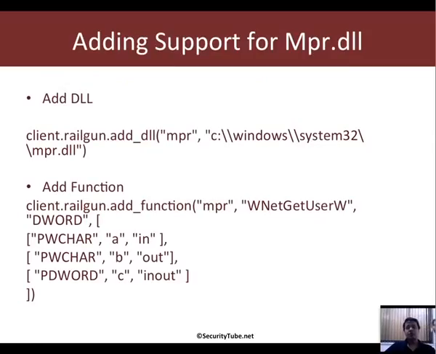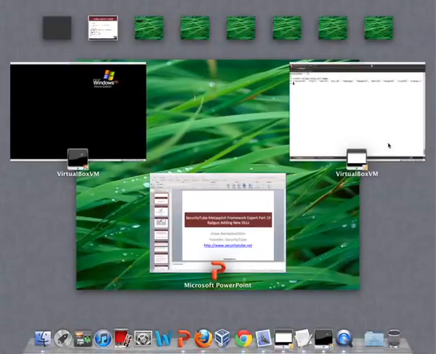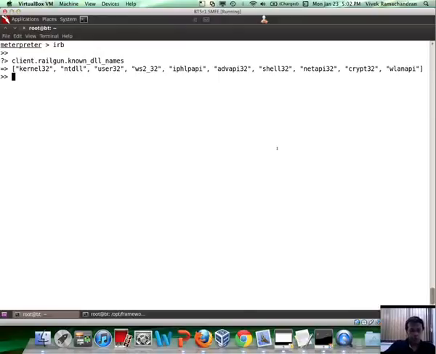So the first thing we need to do is add the DLL at runtime. This is part A, where we look at how to add a runtime DLL. We can do this by calling client.railgun.addDLL, right? So let's go ahead and do this. Here you go, client.railgun.addDLL. The name of our DLL is mpr, and then we give the location of the DLL.